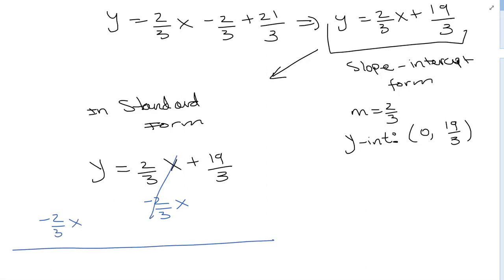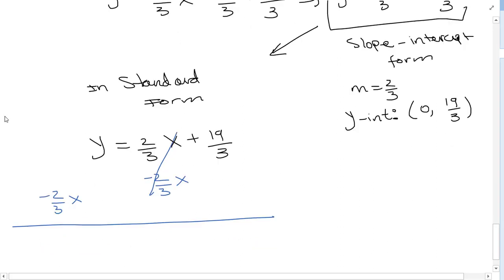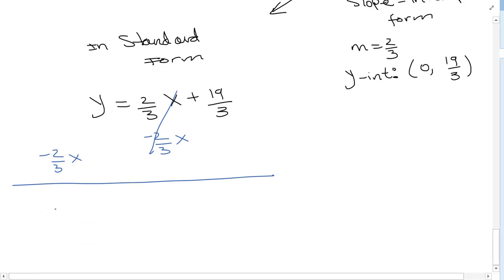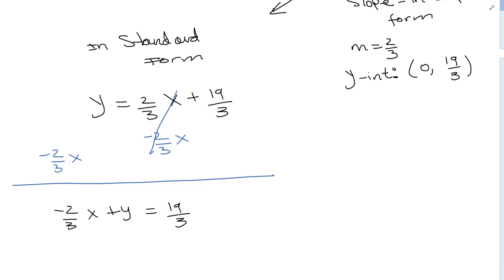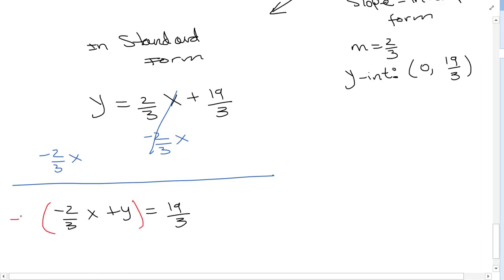So here it will go away. On the left side, I'm going to have negative 2/3 x plus y equals 19 thirds. Now remember, standard form means we can't have fractions and we can't have a negative. So I am going to do it all in one step. I'm going to multiply both sides by, I want to get rid of the negative and of the 3. So I'm going to multiply both sides by -3.